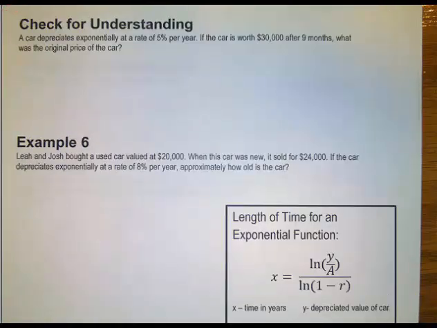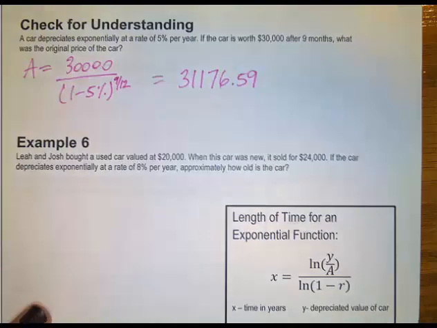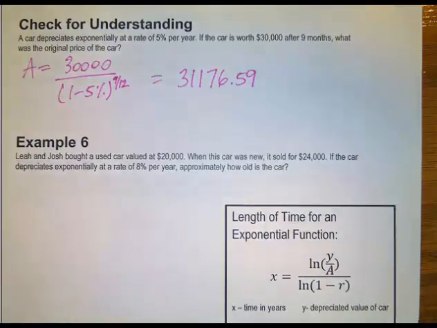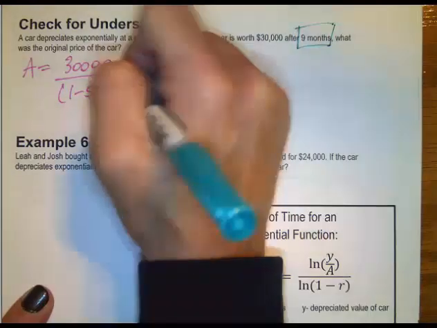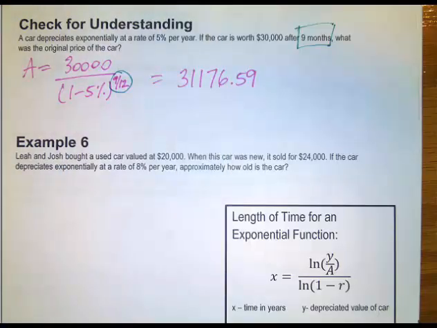Go ahead and pause the video and you try the check for understanding. Continue to check your work. So this one you had to be really careful of the time because it only said 9 months. And remember, your time is in years, so that's why we had to do 9 divided by 12. Okay? And remember, it's money, so go 2 decimal places.